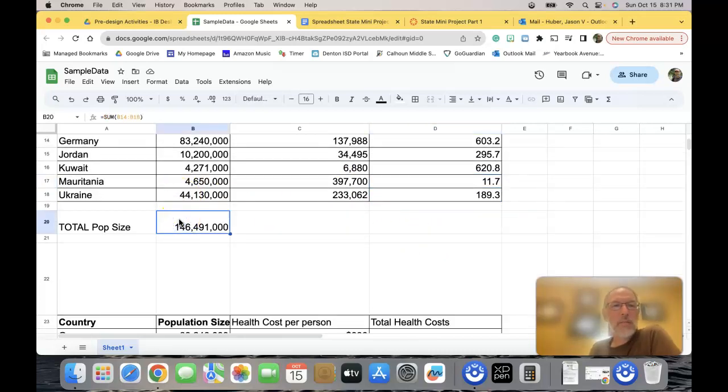All right. Total, I summed that up. I used a formula. You can see that right here. I used the sum, or adding, and I just added all of those populations up to get my total there as well.